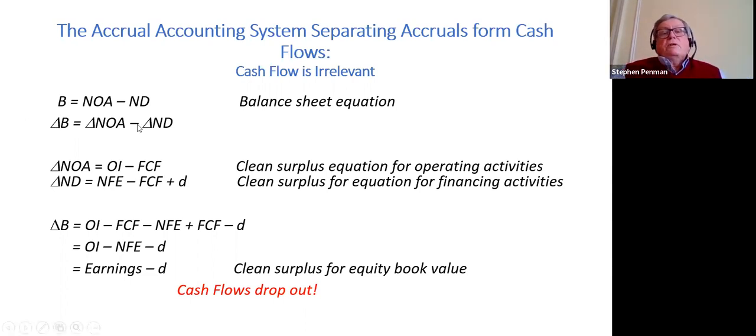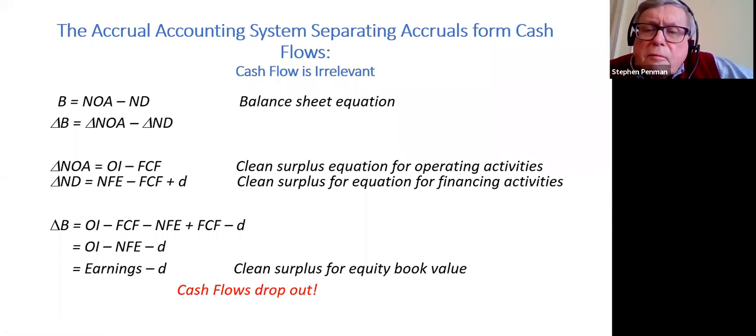So now let's put this expression with these two components in it, and you'll see that the change in book value is operating income minus free cash flow minus the net financial expense, the change in the net debt. And what do we see? Well, the free cash flow drops out. The cash flows drop out. And you get the basic clean surplus equation for the book value. It's operating income minus the net interest expense minus the dividends, which is earnings minus dividends.